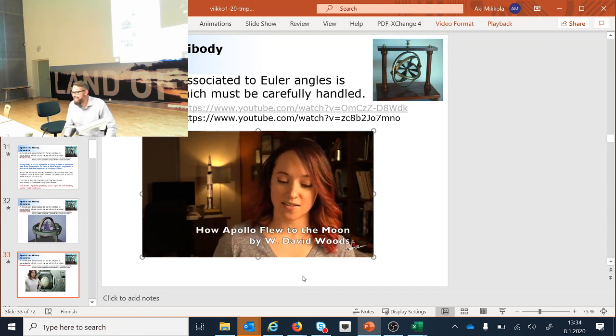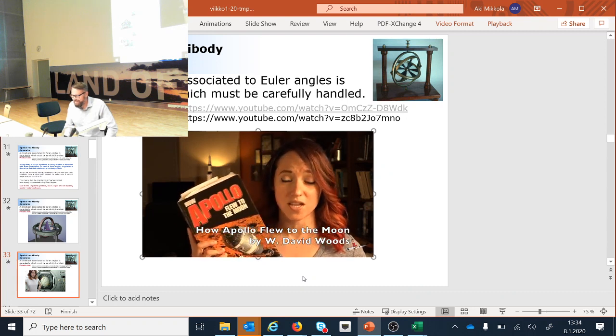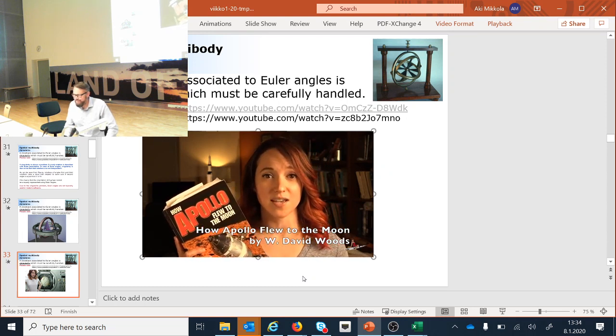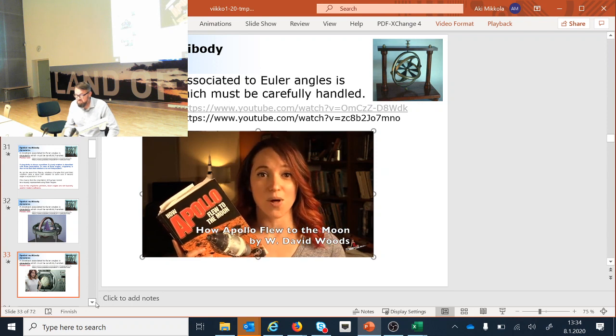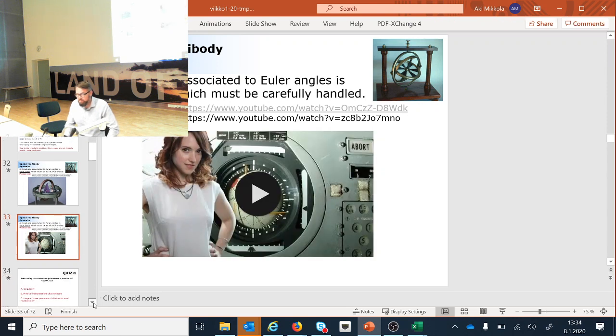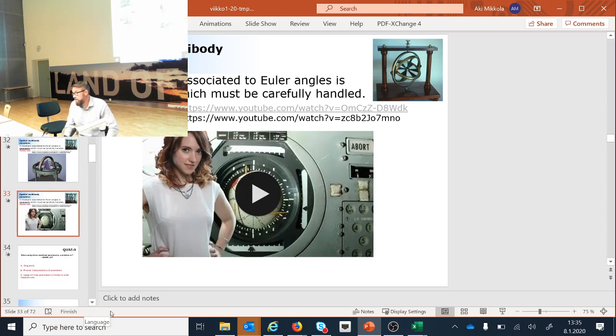And the second is How Apollo Flew to the Moon by David Woods. It is exactly what the title says. It is the details of how Apollo flew to the moon. Okay, so you can do further reading if you want.